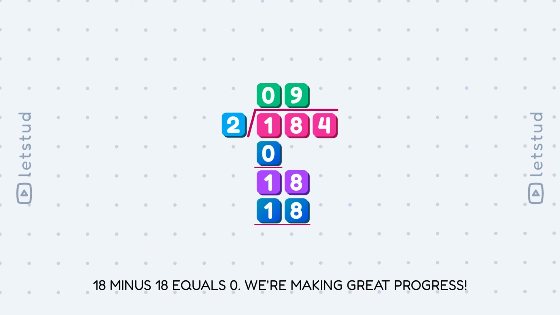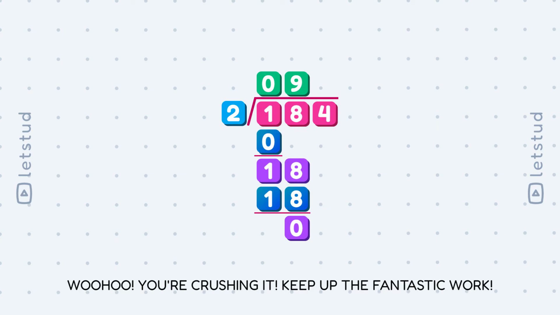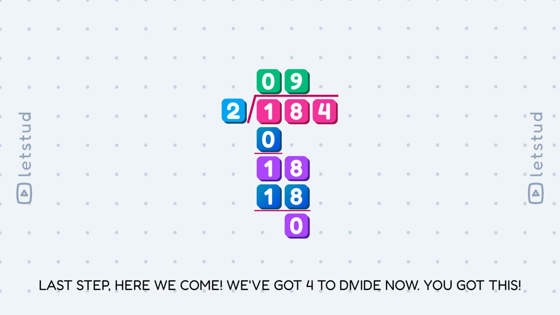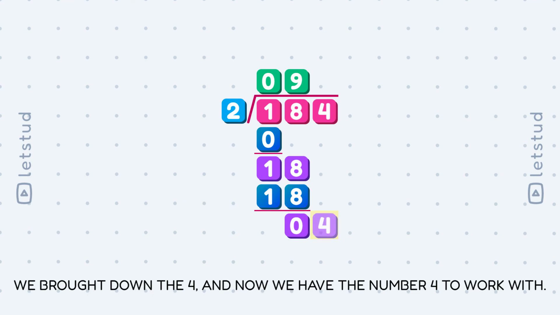We're making great progress. Woohoo, you're crushing it. Keep up the fantastic work. Time to bring down the last digit 4. We're almost done with this division adventure. Last step, here we come. We've got 4 to divide now, you got this. We brought down the 4, and now we have the number 4 to work with.